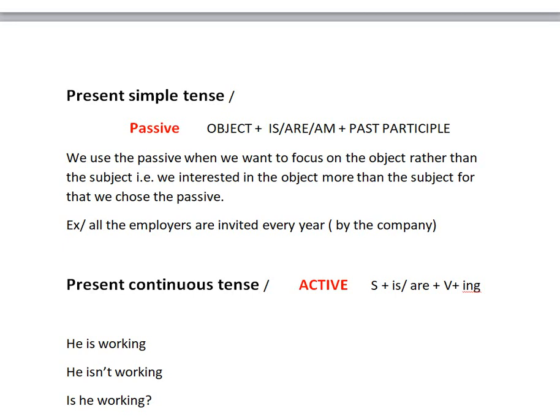Okay? For example, all the employees are invited every year by the company. Sometimes we can use by in order to introduce or mention the agent. Okay. So يعني طلاب بكلام آخر الباسيف المبني للمجهول نستخدمه لما نحن عندنا فوكس أو تركيز أكثر على المفعول به rather than السبجكت اللي هو الفاعل. Okay, so that's why we use the passive, but the meaning is still the same. يعني المعنى أو use مال present simple tense still the same. Okay.